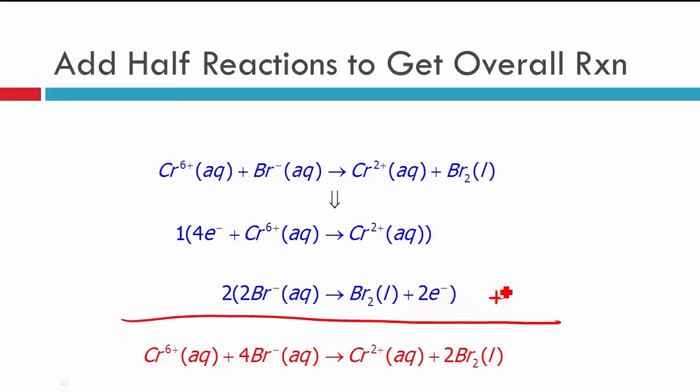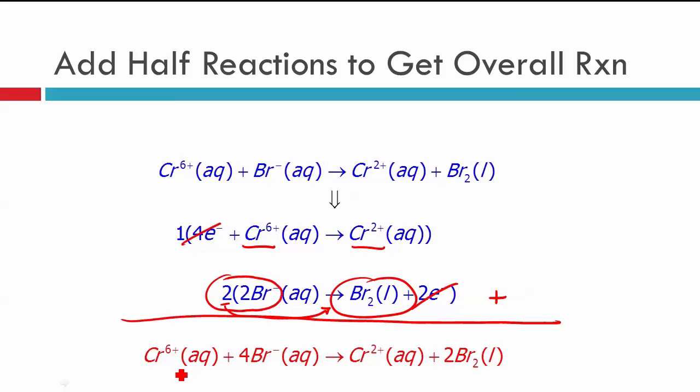If I add them together, the 4 electrons in the top and the 4 electrons in the bottom get canceled out. Remember, it's 2 times the 2 gives us the 4. At that point, we've got 4 bromides, 1 Cr+6, 1 Cr2+, and 2 bromines. And our answer is right there.